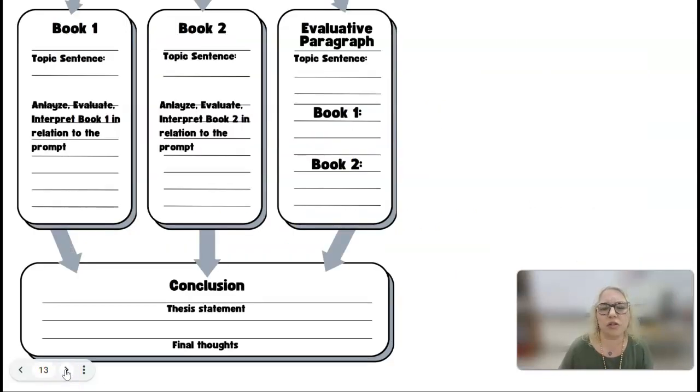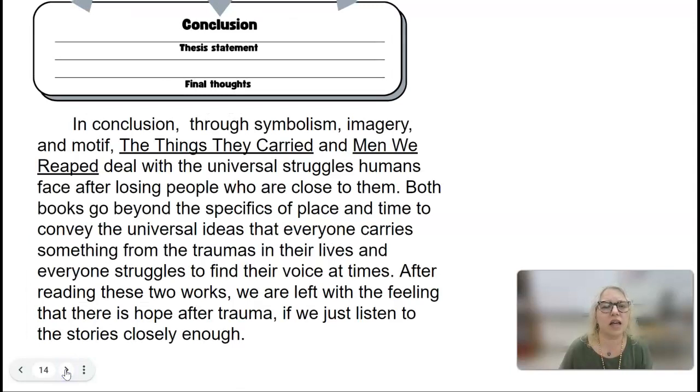All right, so then we get to the conclusion. This is the shortest paragraph of your essay. I've got the whole paragraph here. It's just: In conclusion, through symbolism, imagery, and motif, The Things They Carried and Men We Reaped deal with the universal struggles humans face after losing people who are close to them.